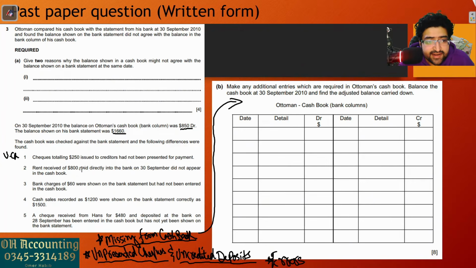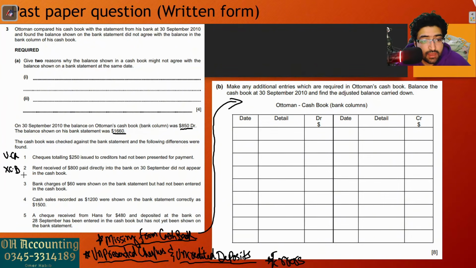Now, rent received of $800 paid directly into the bank did not appear in the cash book. So we have received money in our bank account, but we are not aware of this. What is this? This is missing from CB. So I'll just make a cross and write cash book, which means this is missing from the cash book. Simple. This is my rough work, so I can make my own codes. This is for me to understand and remember. When I'm making the updated cash book, I will remember to put this here. So you can make your own things up.